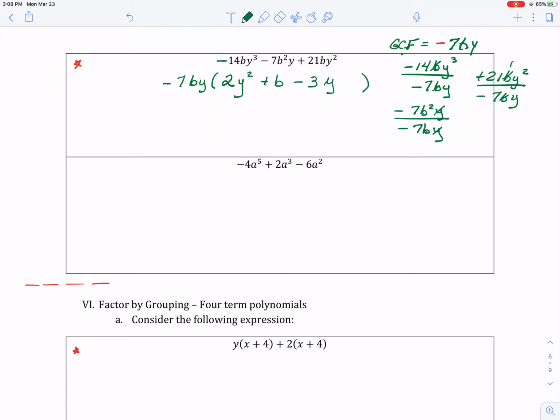So you'll notice what happens here is that what started out as negative, negative, positive inside the parentheses is now positive, positive, negative. So when you factor out that negative greatest common factor, what it does is it results in a reversing of the signs inside the parentheses.